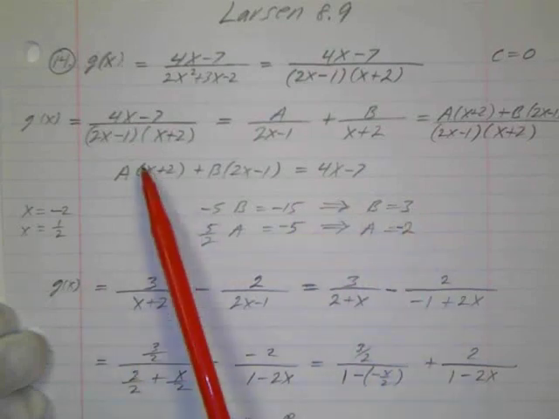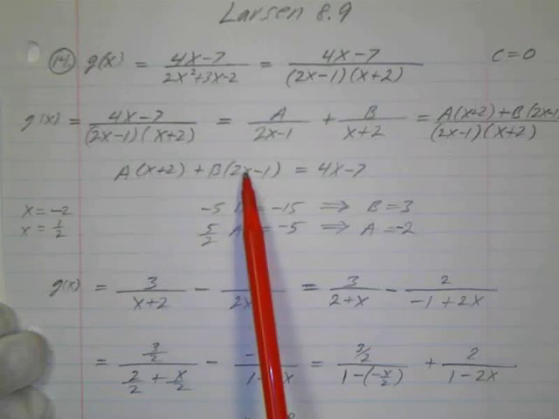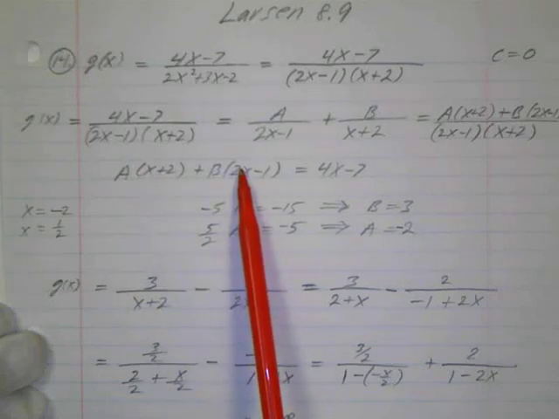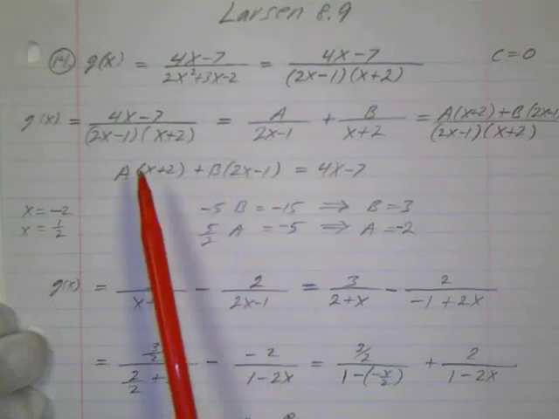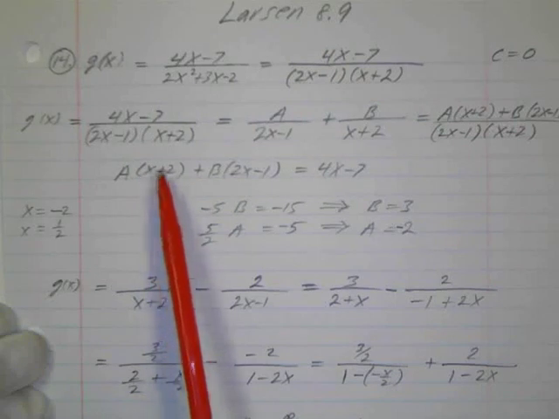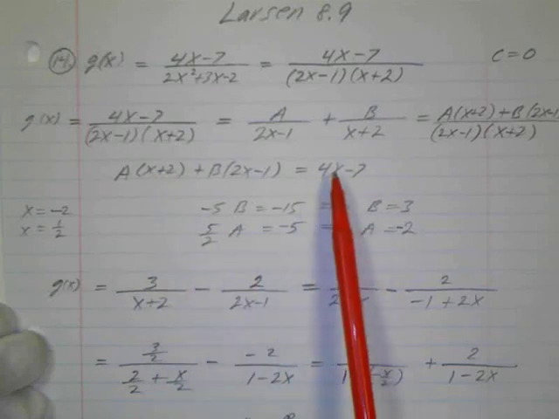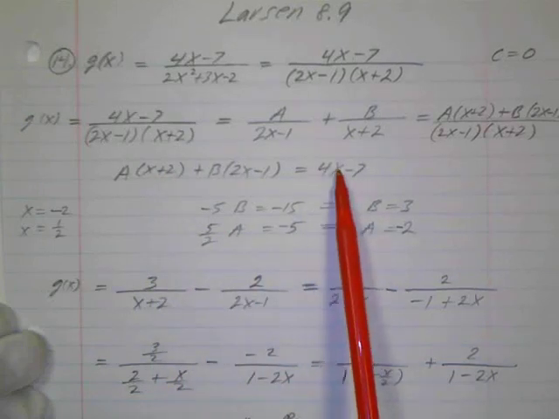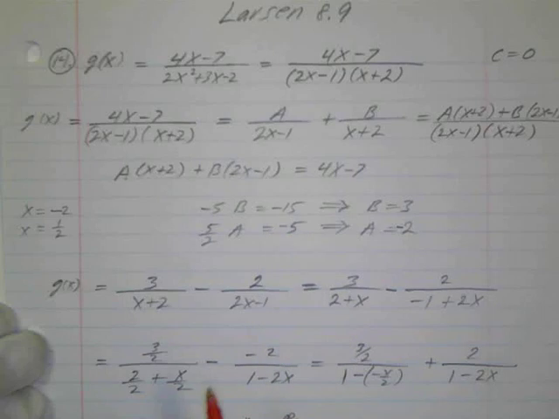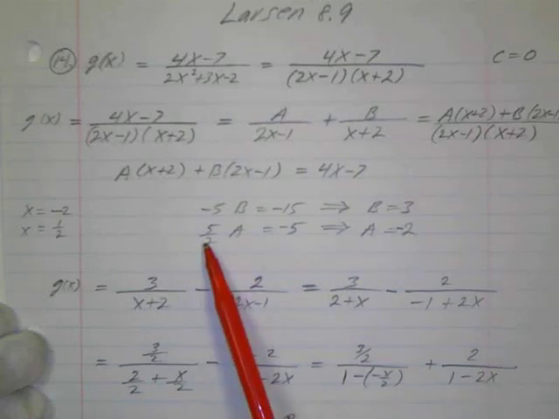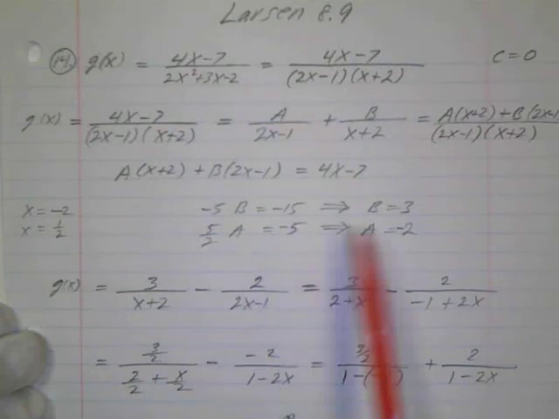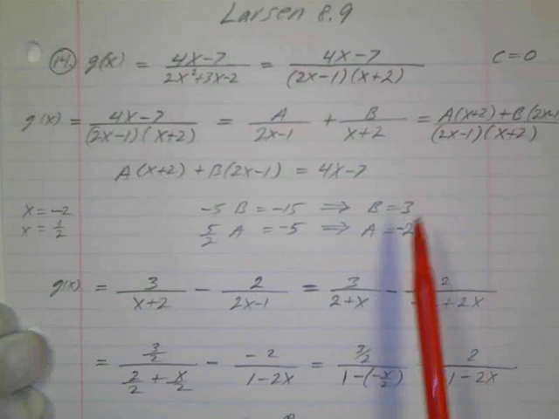Now if I put 1/2 in, the B will zero out, because 2 times 1/2 is 1, 1 minus 1 is 0. Then I have 1/2 plus 2A. Well, 2 is 4 halves, excuse me, plus 1/2 is 5 halves. So 5 halves A equals, and then if I put 1/2 in here, 4 times 1/2 is 2, minus 7 is negative 5. And if I multiply by 2 and divide by 5, I end up with negative 2. So there's my A and my B.